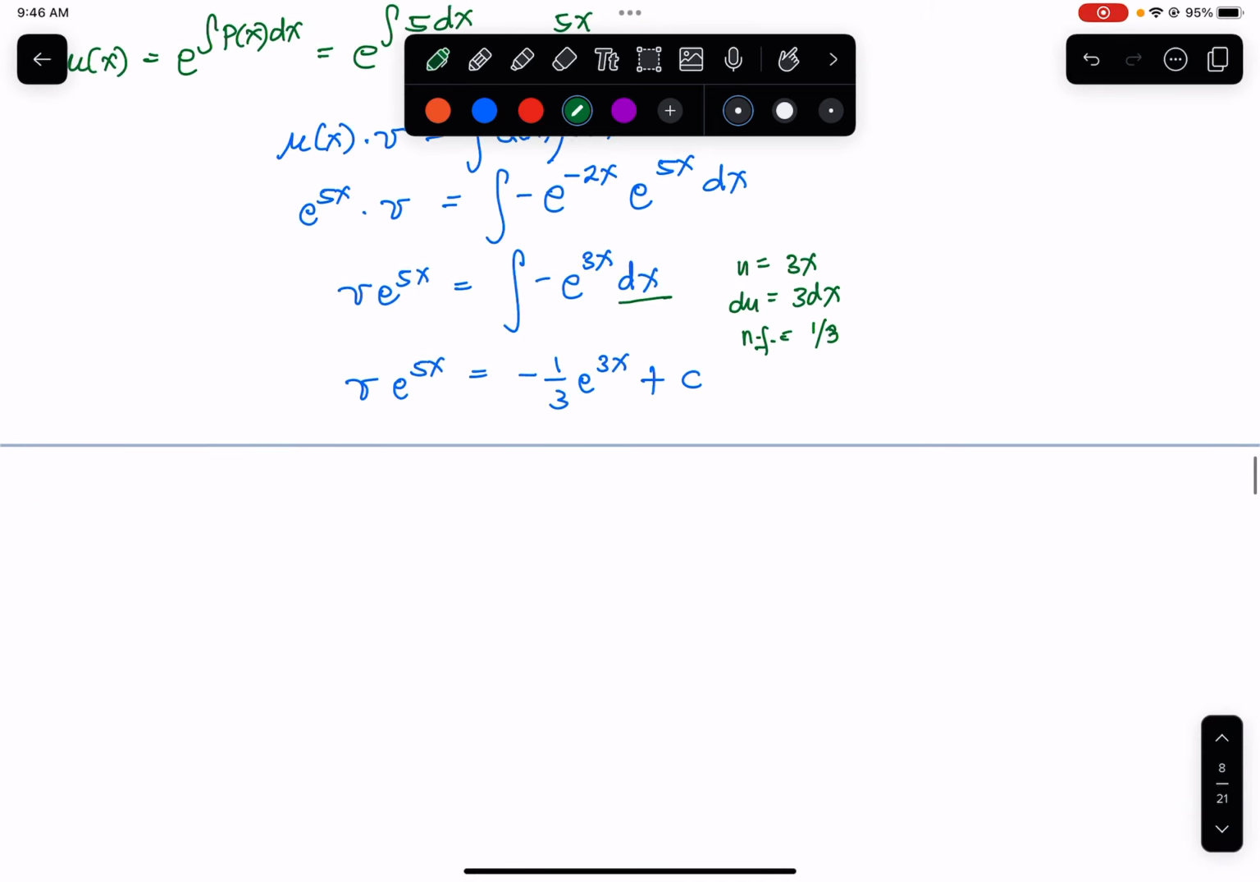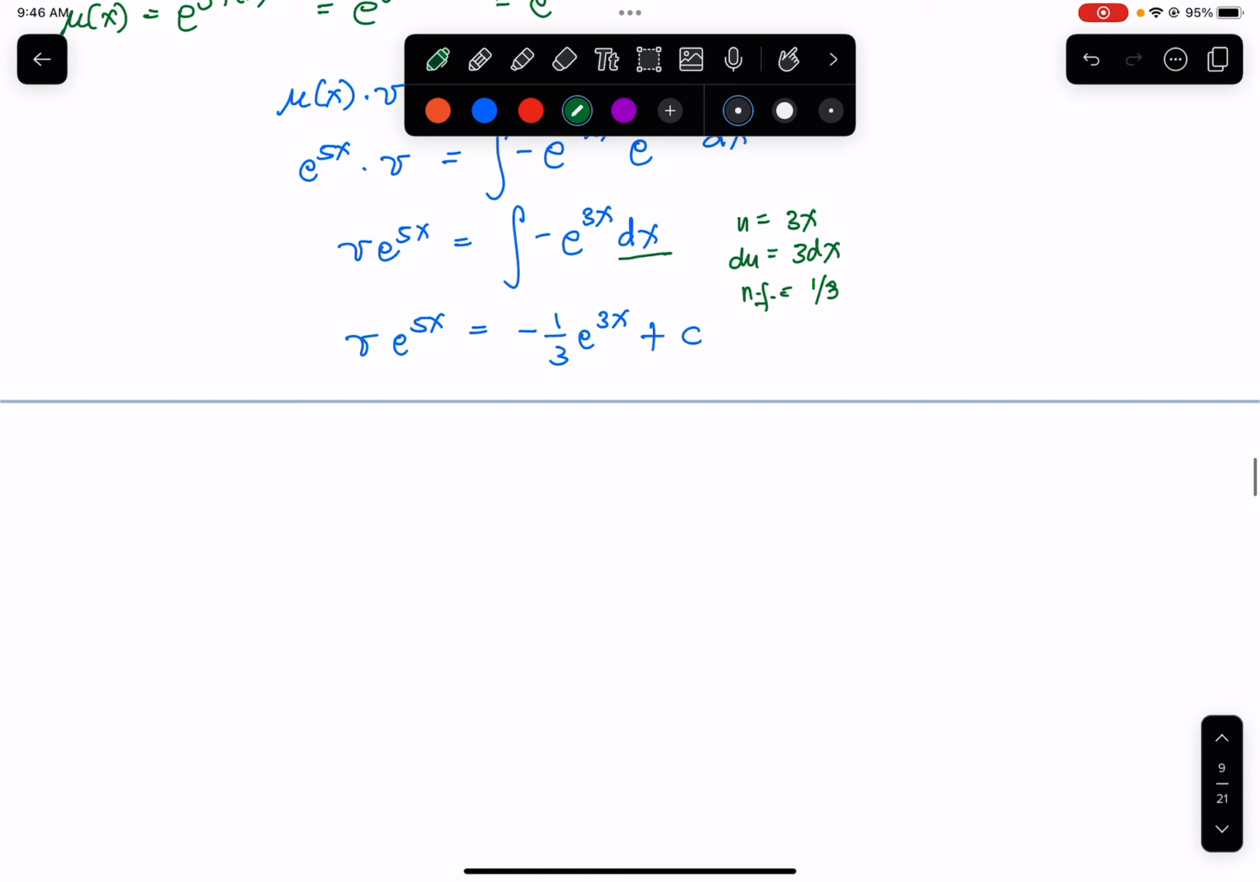But then we have to go back that v, so we let v as y raised to negative 1, which is the same as 1 over y.